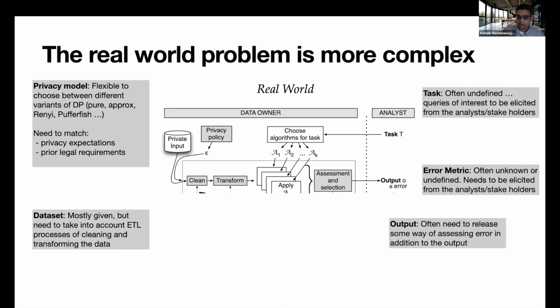And in terms of the output, you often want to release some way of assessing error in addition to just the output. You may want to give some sort of confidence interval or some sort of accuracy profile, and that should happen along with the answer that you're giving. And finally, the privacy parameter epsilon is a negotiation, right? It's a negotiation between the stakeholders and the data owner.